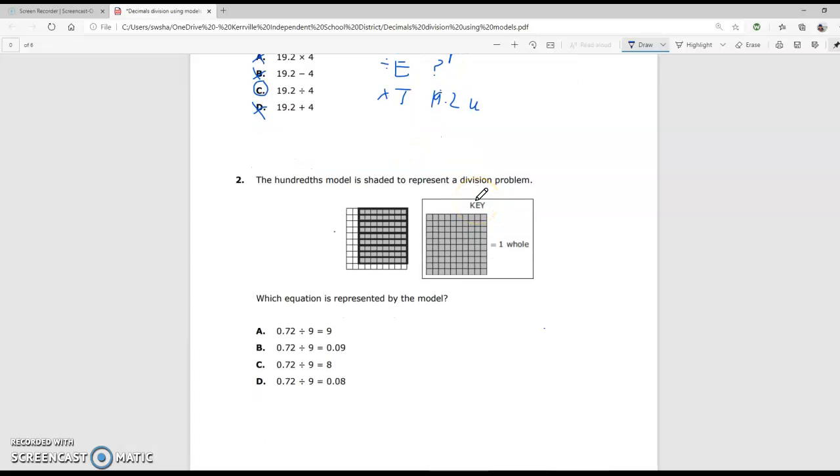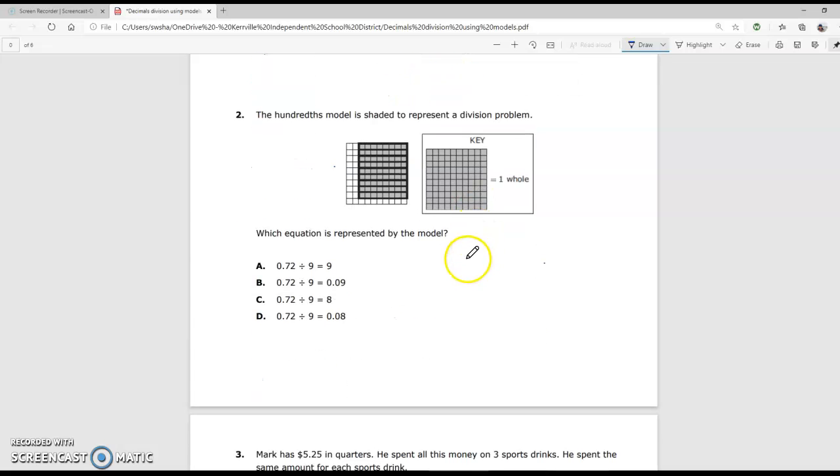Now let's look at question 2. The 100 model is shaded to represent a division problem. This is the key. So this is 1 whole, or 100 over 100, right? That's 1 whole. And you can see the total here is 8 times 1, 2, 3, 4, 5, 6, 7, 8, 9. 8 times 9 is 72, or 72 hundredths in this case because it's part of a hundredths, right?